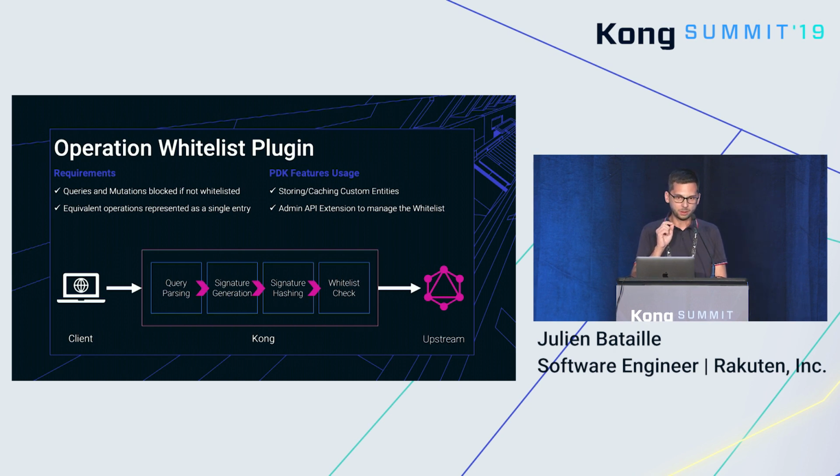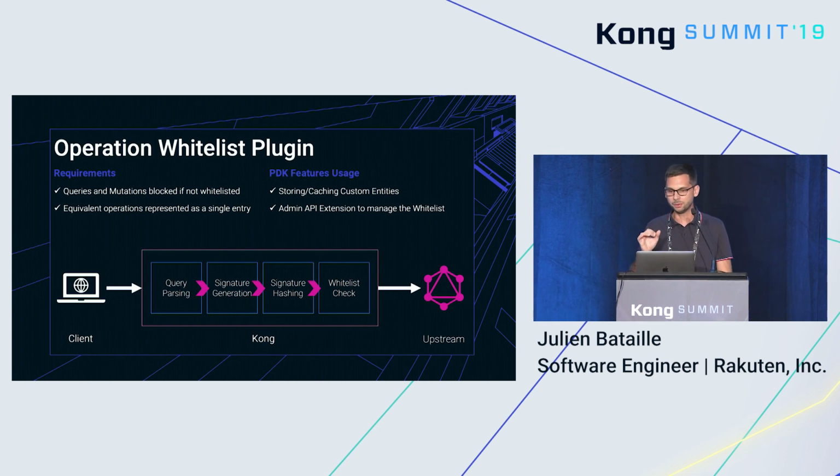And also, an important requirement is that if we have 2 slightly different operations, if they are functionally equivalent, it should be represented in the whitelist as the same entity. So this is why in the pipeline I'm describing here in this diagram, after parsing the query, we are generating a signature, and this is the signature hash that we are checking against the whitelist. It will be much easier when I show the demo to understand what it means.